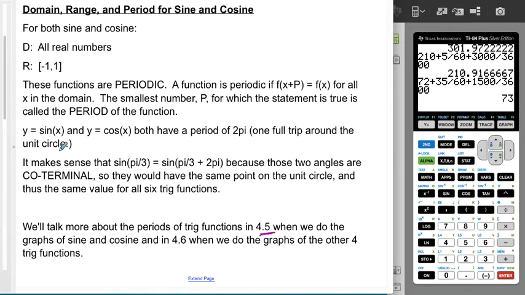So this makes a lot of sense. For instance, sine of pi over 3 should be the same as sine of pi over 3 plus 2 pi, because here's pi over 3, right? This angle in purple. Well, pi over 3 plus 2 pi is literally pi over 3 plus a full circle. It ends at the same spot. So it makes sense that it would have the same y value on the unit circle because it's the same spot on the unit circle. They are coterminal angles. We're going to talk a lot more about the periods of trig functions when we get to 4.5 for sine and cosine and 4.6 for the other 4 trig functions. But for right now, that's all you need to know.